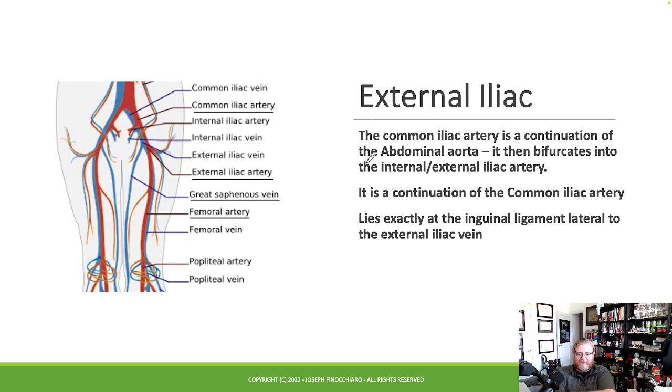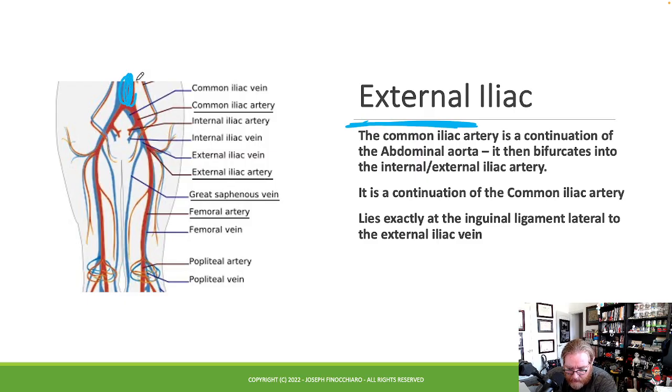Now, external iliac. The common iliac artery is a continuation of the abdominal aorta. It then bifurcates into the internal and external iliac artery. The external and internal iliacs are a continuation of the common iliac artery. Why is this important when you are injecting into the iliacs to maybe shoot towards the legs, inject towards the feet, then turn it around and inject in the other direction? In case you are in the external iliac and you don't know it. Okay?